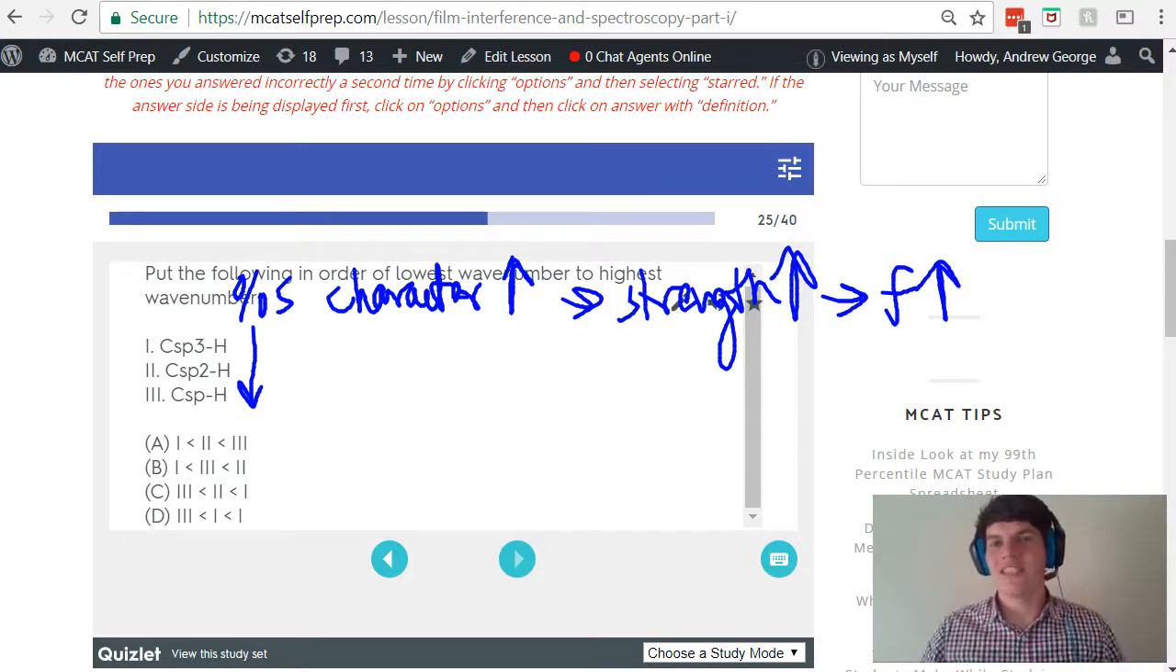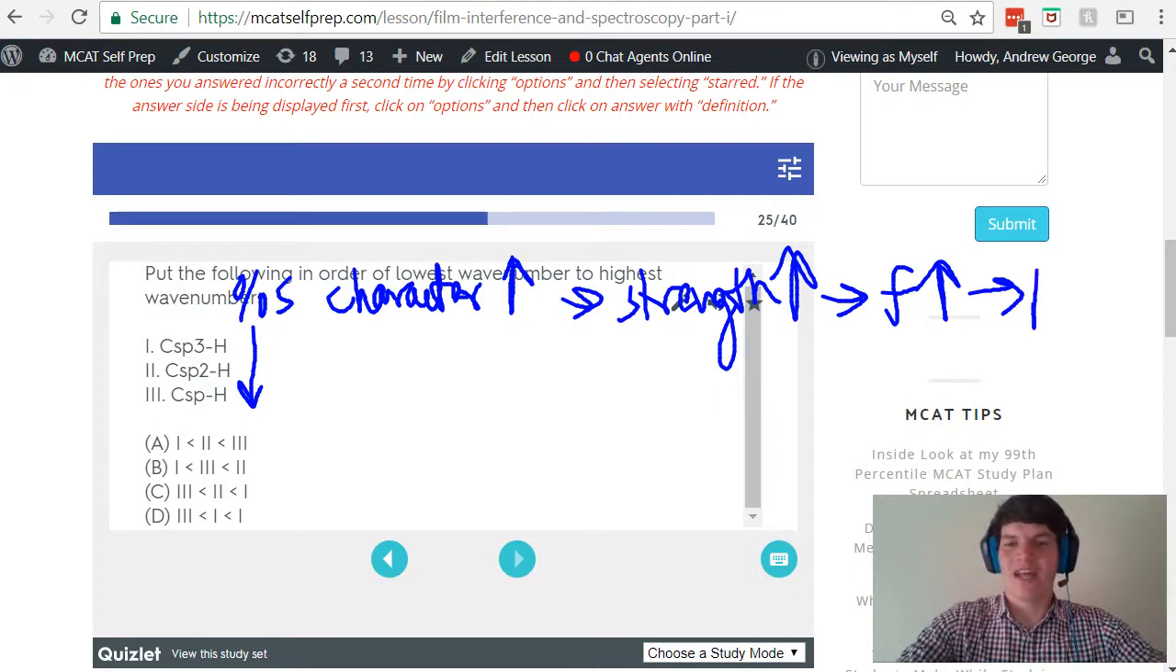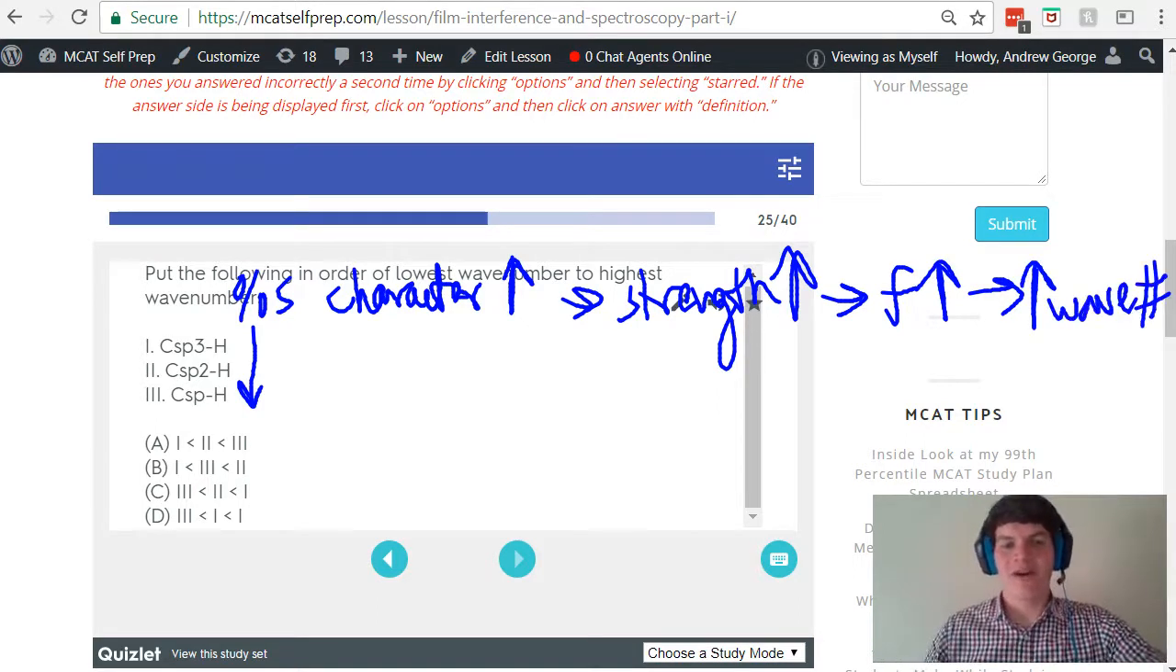I won't go into a lot of detail in this video. Basically, it comes down to the similar idea of a spring. If you have a stiffer spring and you pull it back and let it go, it's going to vibrate faster than a spring that does not have as much tension. Finally, if we have a higher frequency, we're going to have a higher wave number. Therefore, the wave number will increase from CSP3 up to CSP. Therefore, it's going to go 1, 2, then 3, as in answer choice A.